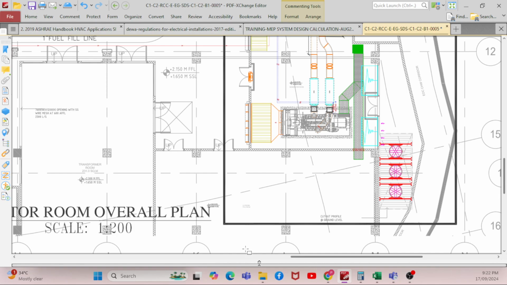Normally in the HV room you can talk about 11 kV, then 33 kV, something like that. 11 kV is nothing but 11,000 volts. That voltage you are going to step down to 400 volts, which is required for our building. So the transformer is used to step down the voltage from 11,000 volts to 400 volts.